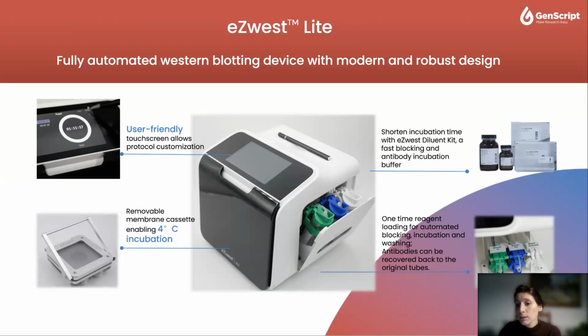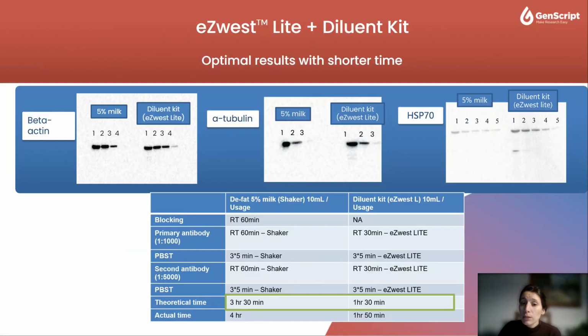So minimal waste. I also want to mention that we recently launched our Easy Diluent Kit, and you can see that the results for the Easy Diluent Kit are really optimal because it significantly reduces the time, as well as, of course, with the Easy Western you're completely automating the workflow. So hand in hand, those two solutions end up providing you not only with a significantly shorter time to run your samples, but also, obviously, optimized results. And this is where you're seeing a quick overview of the different samples: beta-actin, alpha-tubulin, and HSP.